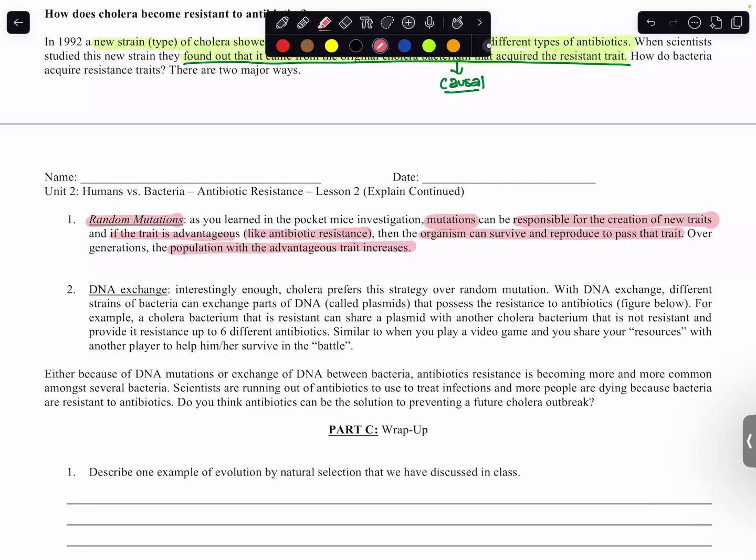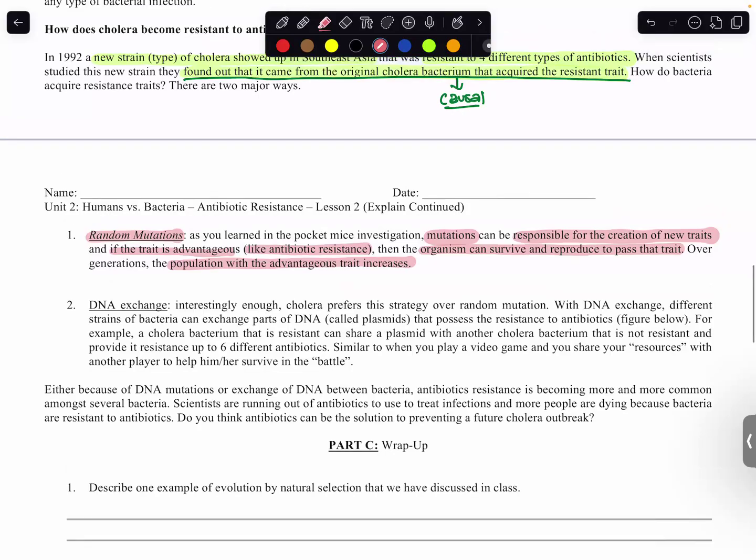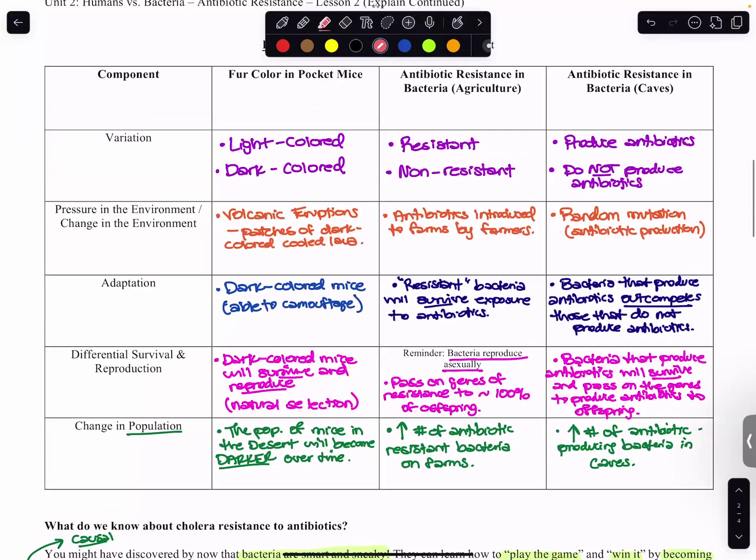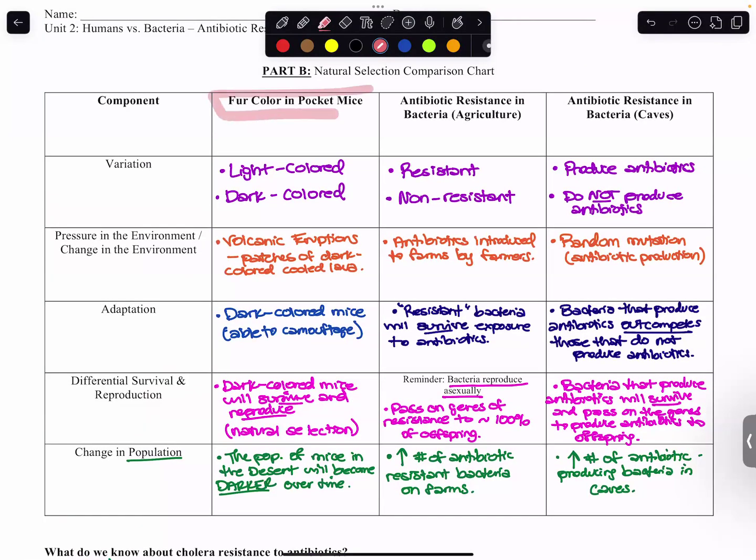right? So the random mutation created dark colored mice, right? But then there was an environmental shift where it went from not being advantageous to now being advantageous after the volcanic eruptions. And now the dark colored mice population are able to outcompete the light colored mice population. So over time, we expect them to become darker, which is exactly what we literally saw here for the fur color in pocket mice. That's what these components are explaining.